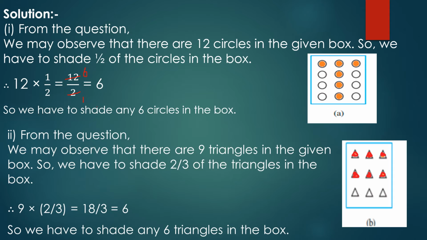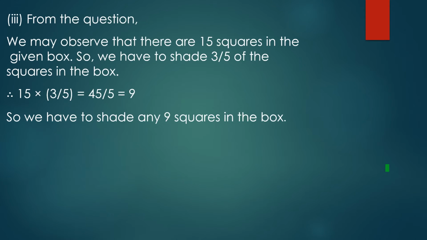So what do we have to do? Totally 9 triangles are there, into 2 by 3 we have to shade. So 9 into 2 by 3 equals, 9 twos are 18, 18 divided by 3. Therefore 3 ones are 3 and 3 sixes are 18. Therefore 6 triangles need to be shaded. So choose any triangles as per your wish and shade the 6 triangles. Okay, now we have shaded circles and triangles. Now let us see how many squares need to be shaded. So now how many squares are there?